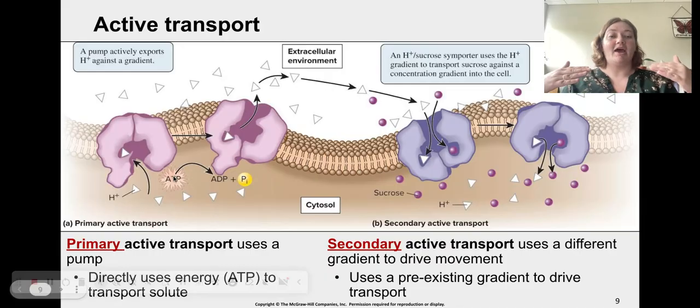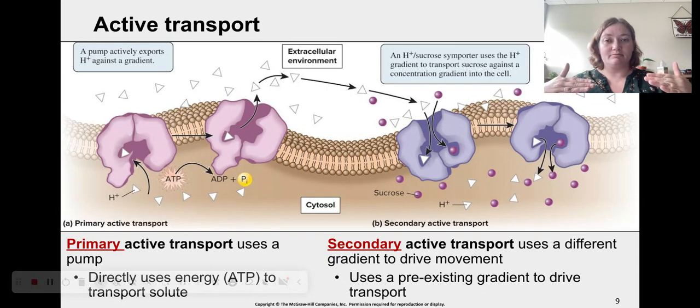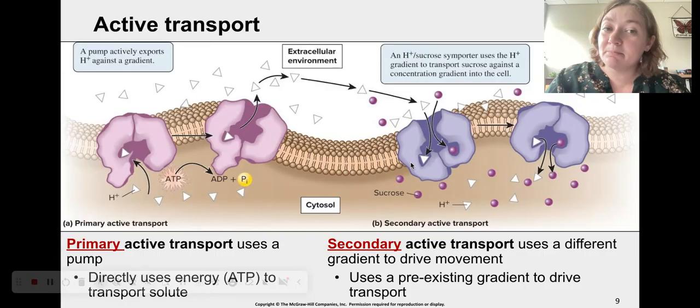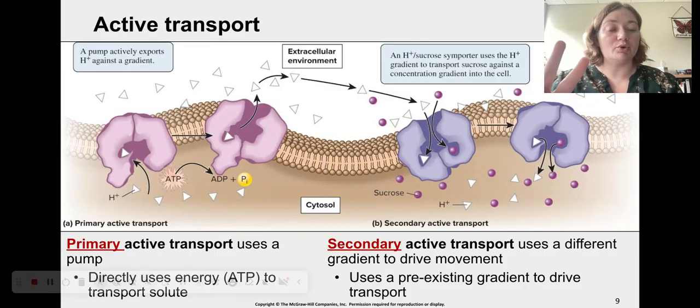All right, so we have this gradient of hydrogen ions. We set up this gradient by active transport, so energy had to be used. Now that this gradient is established, we can move on to secondary active transport. So we're looking at the image here. We have our hydrogen ions, these triangles, right? These hydrogen ions are going to bind to our transmembrane protein. And notice this is a symporter, right? Because we're moving two molecules in the same direction.